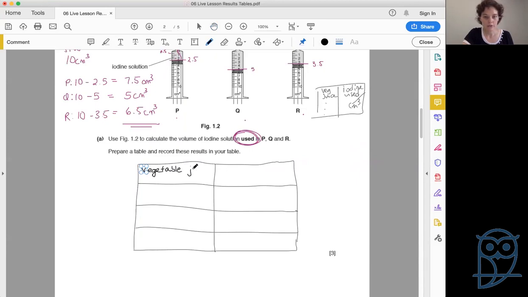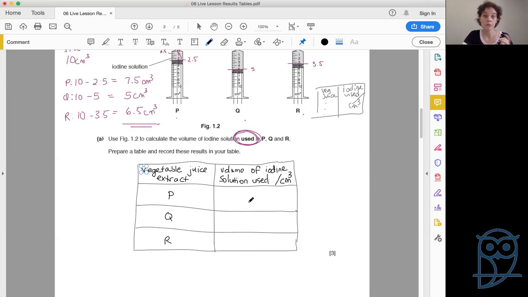Vegetable juice extract. P, Q, R. Now there's no units for that one, so we don't have to worry about units. So then, this is our independent variable. Our dependent variable is what we measured, and we measured, well, calculated the volume of iodine solution used. So, volume of iodine solution used, and here we have units, so they must go up the top, centimeters cubed.